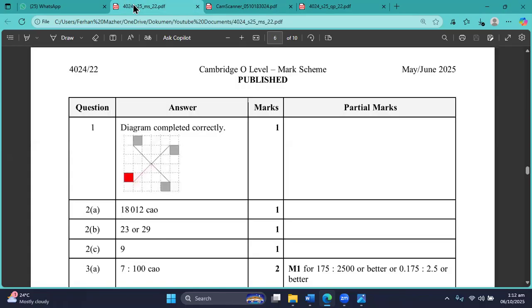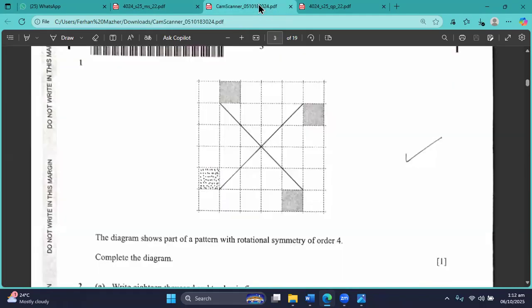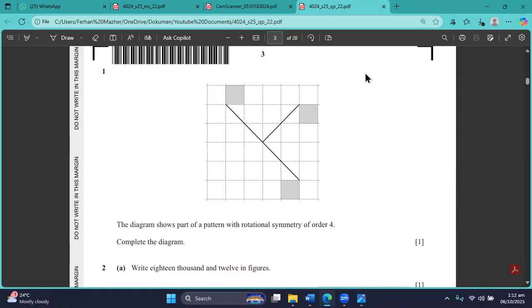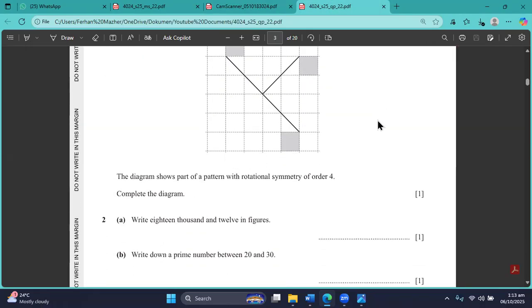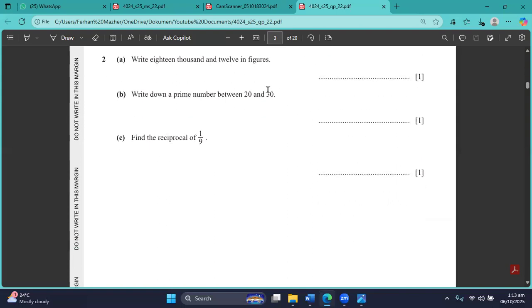Okay, so let me check. This is the marking scheme showing up on your screen. I hope you understand. Okay, we are done with question number 1. Question number 2 is now showing up on your screen.